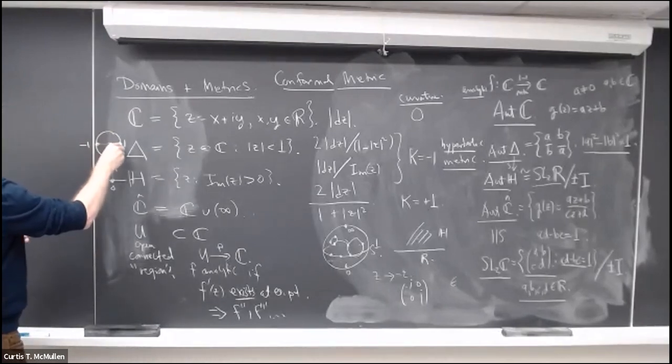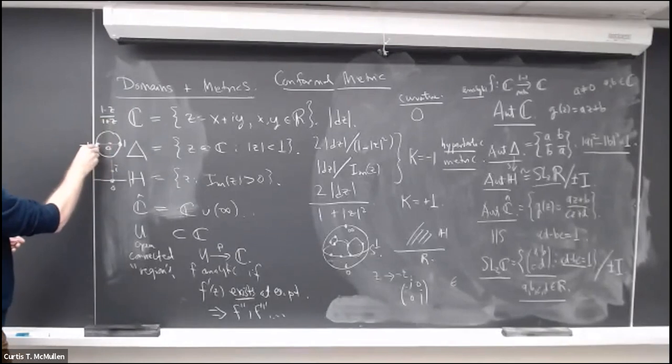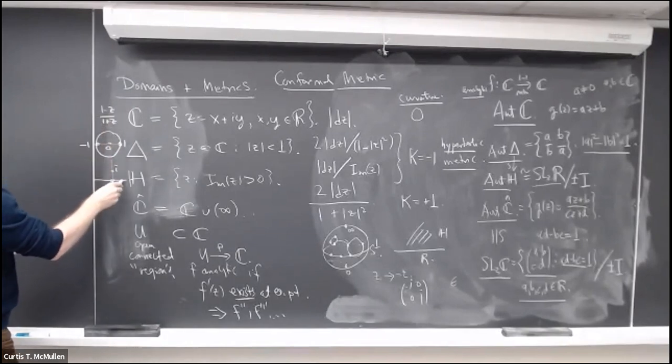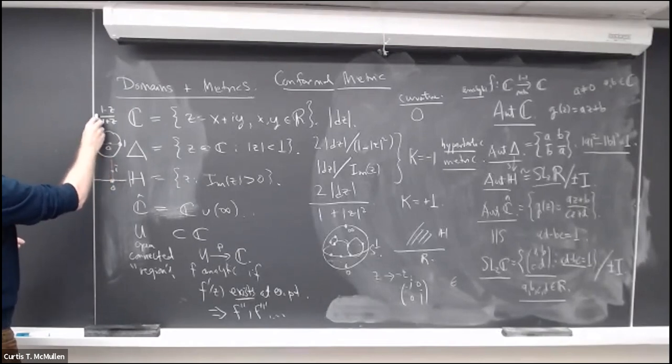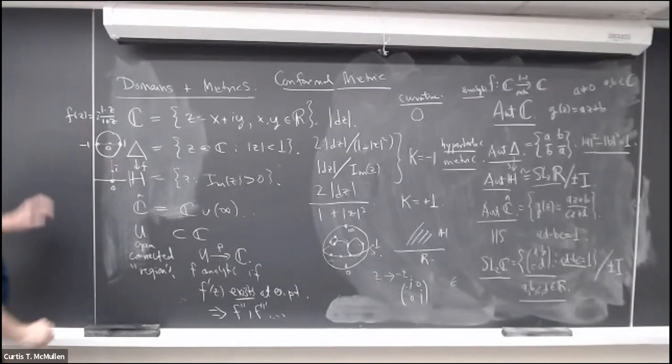Well, if I want 1 to go to 0, I can put 1 minus z on top. And then I put 1 plus z on the bottom. Now -1 goes to infinity. And now 0 goes to 1, which is bad. I want it to go to i, so I multiply by i. And that gives a map, f of z, that gives an isomorphism between the unit disk and the upper half plane.